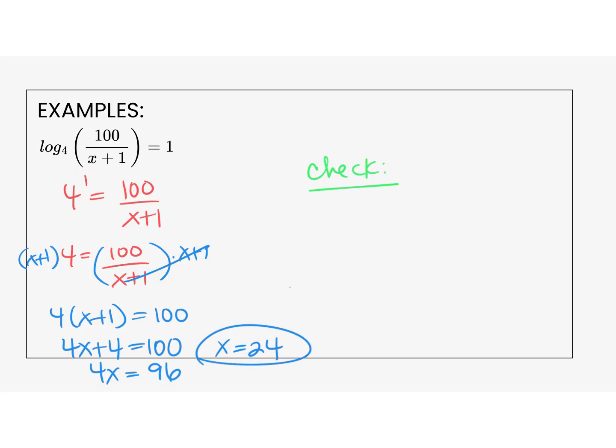Okay, and then let's just check my answer. Log base 4 of 100 divided by 24 plus 1 equals 1. 100 divided by 25 on the bottom is 4. So that gives me log base 4 of 4 equals 1. And we know that that's 1. So that answer works as well. Okay, so that is 7.6, solving logarithmic equations.